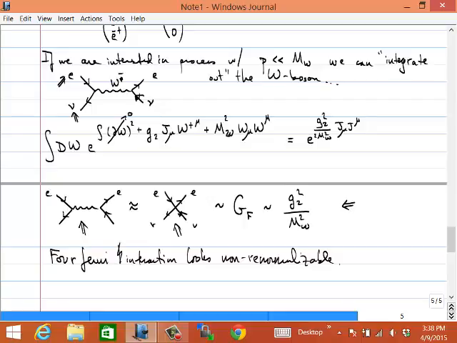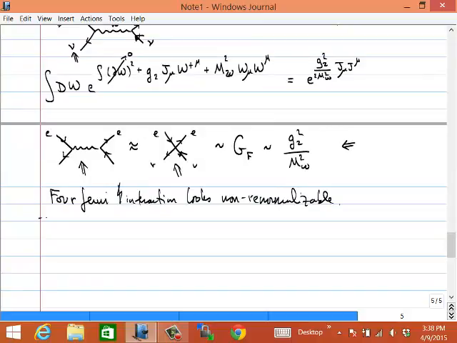I just have a few minutes left, so maybe I'll make one more comment. So the theory that I've presented to you up above is known as the standard model of particle physics. Okay. It's wrong in a very, very obvious way. Okay. So in the standard model of particle physics, the neutrinos were massless.